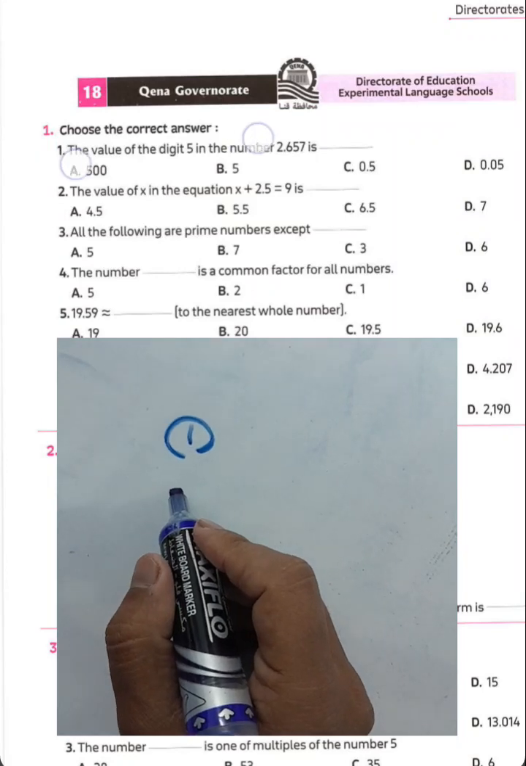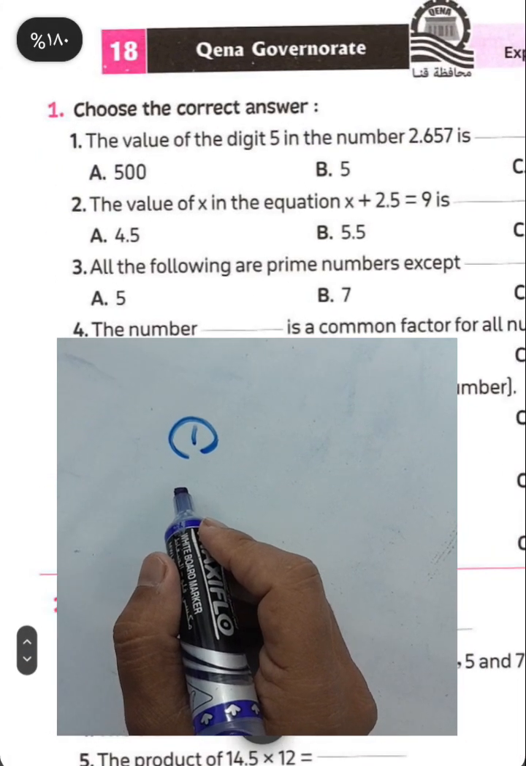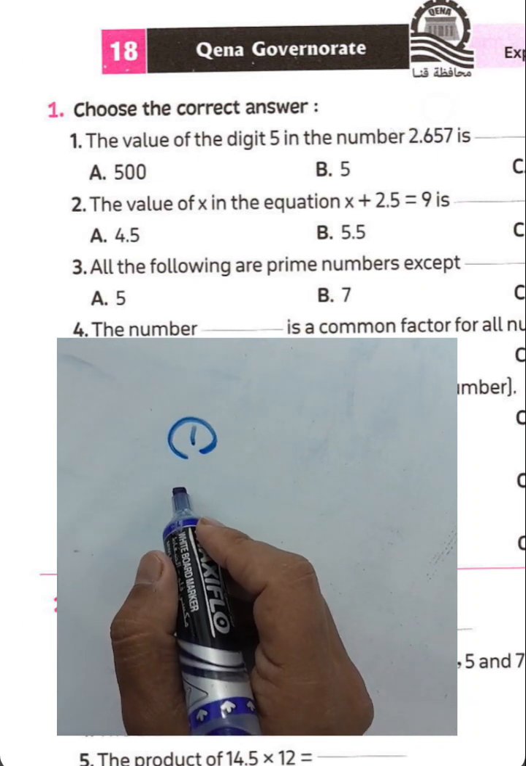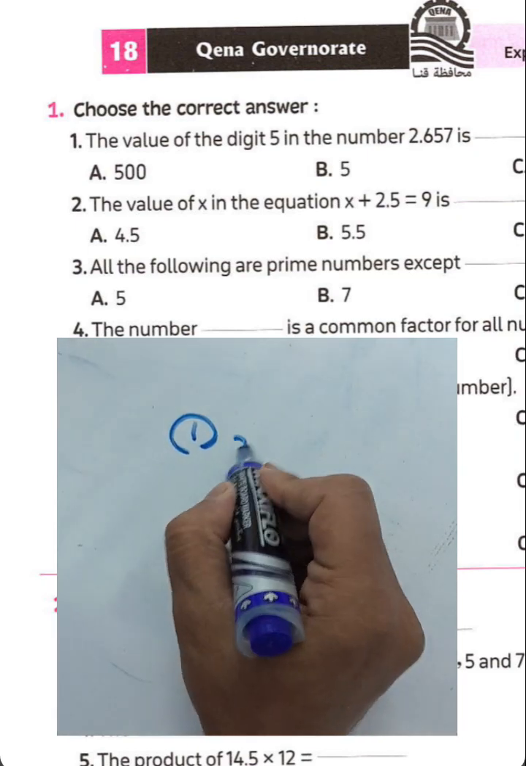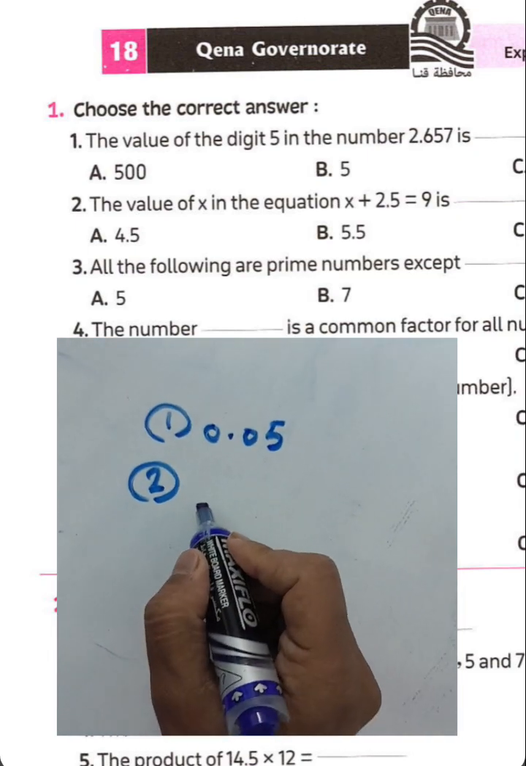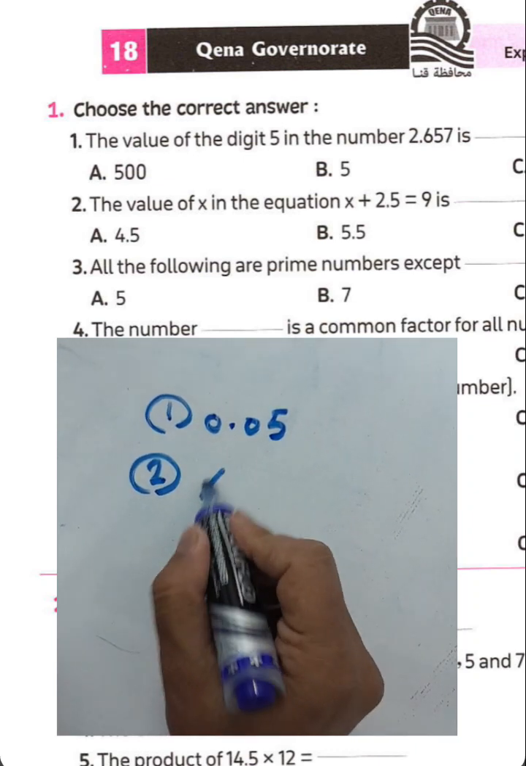With the correct answer. The value of the digit 5 in the number 2.6575 here lies in hundredths. Then the value of the digit 5 will be 0.05.